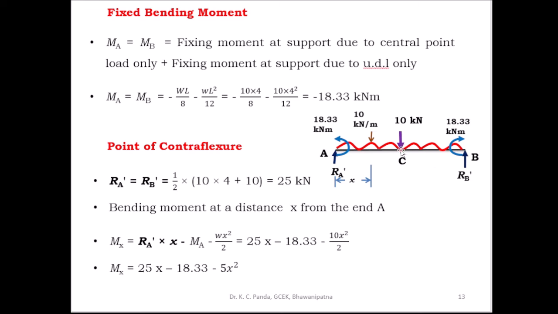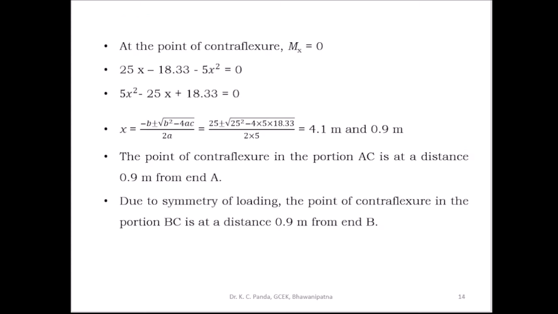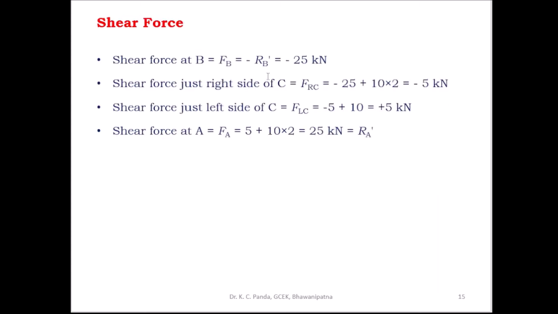Then find out what is the shear force just right of C. When you find the shear force just right of C, you have to take the reaction at B, minus R_B dash, and the UDL present between B and C, which is 10 into 2. That is minus 25 plus 10 into 2. So the shear force just right of C, F_RC, is equal to minus 25 plus 10 into 2, this is equal to minus 5 kilonewton.